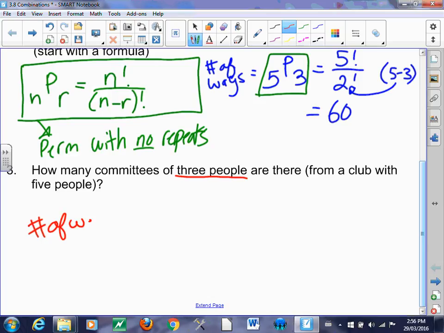So number of ways equals the number of total people is going to be 5, and I'm going to perm 3 of them, but I've got to divide it by how many different members there are. They're repeats, so that's going to be a 3 factorial. Before I go any further, just remember that 5 is the total, or number of objects, and 3 is what we need to pick.